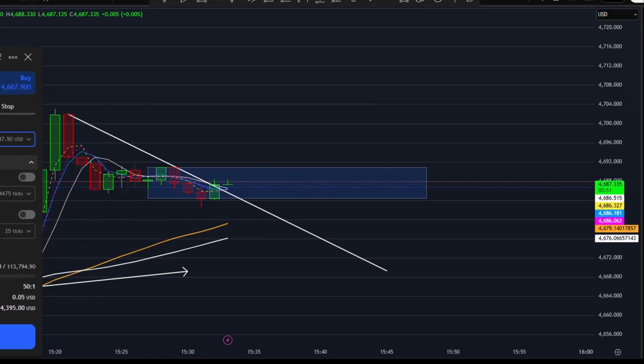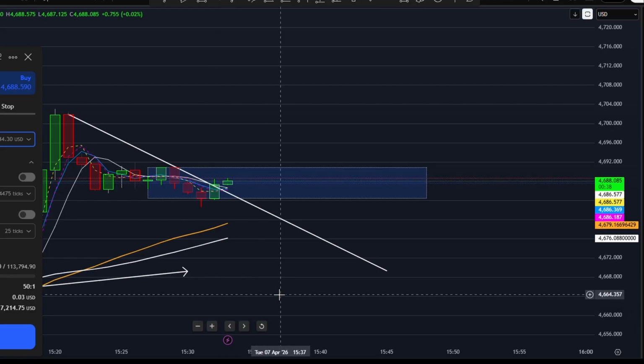Let's see how big a lot we got. This over here, yeah, it's 0.5. Let's just knock this down to 0.25. So this is just a quarter lot. Every dollar move is going to be equal to $25.